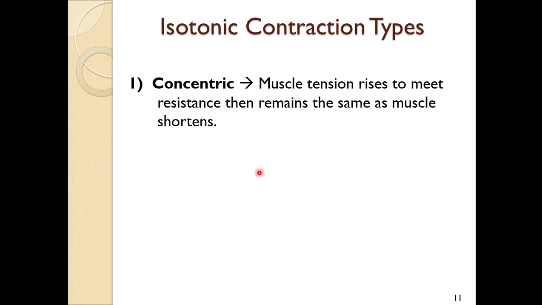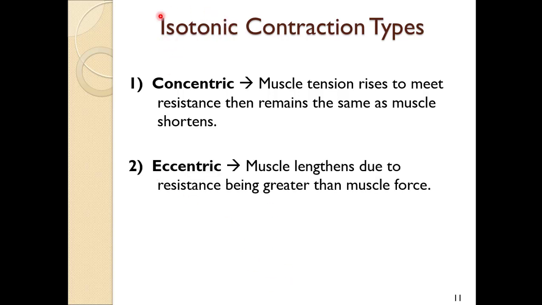So let me go back to the bicep example again. If you have some weights at the gym and you pull those weights up towards your head, contracting your biceps, so if you have the weights in your hand and you curl them, that would be a concentric contraction while you're lifting the weights up, because you're shortening the muscle length of the bicep.